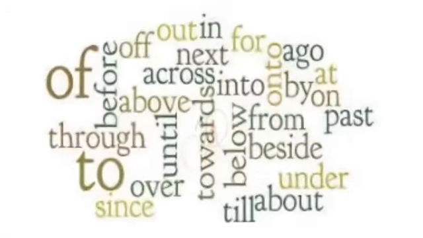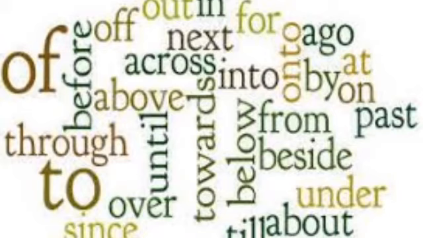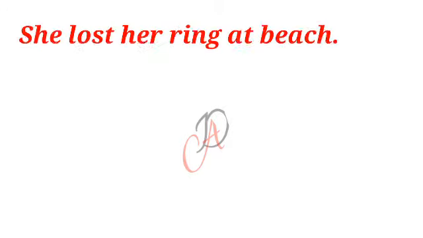The preposition words are like by, from, with, before, after, in, and at. And these words help us to show the relationships in time, place, and position. For example, she lost her ring at beach. The preposition in the given sentence is at and it shows the place.